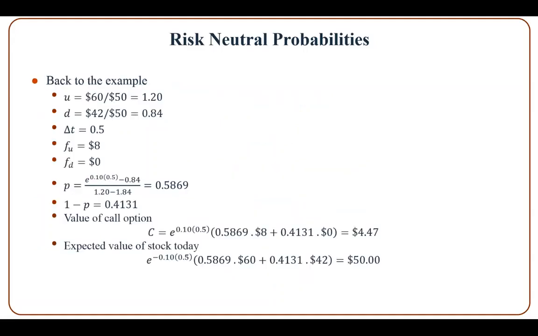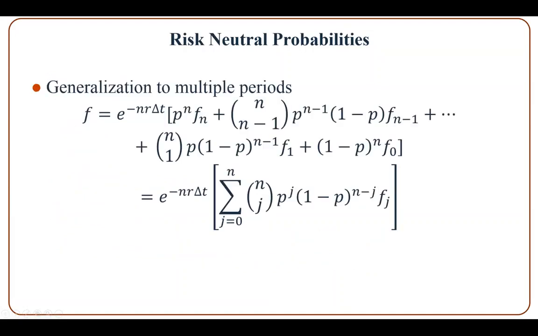Go back to the previous example. We can get U, D, FU, FD, and probability P and Q, which is 1 minus P. And from there we can get the value of the call option following the formula in the previous slide. This slide shows the generalized formula for multiple periods.